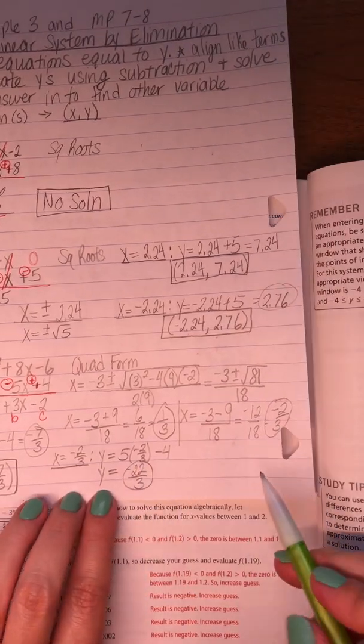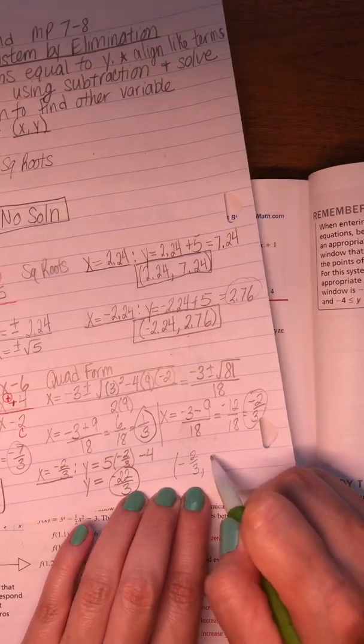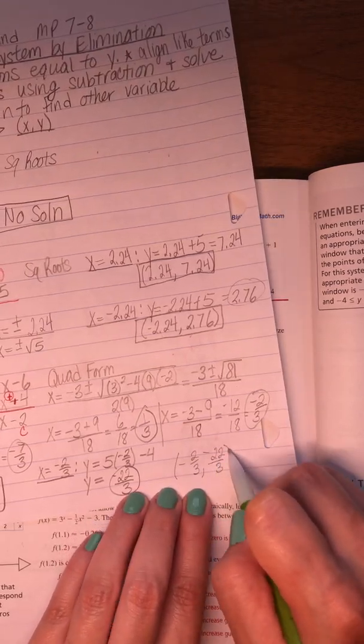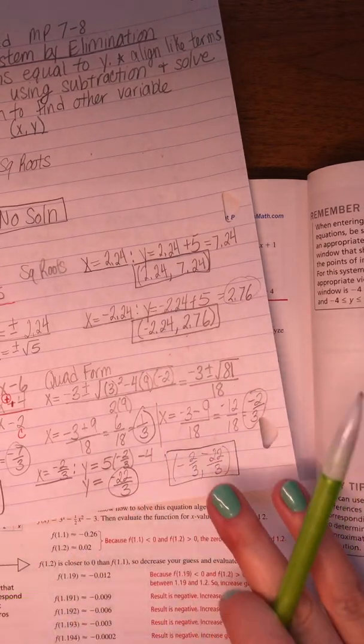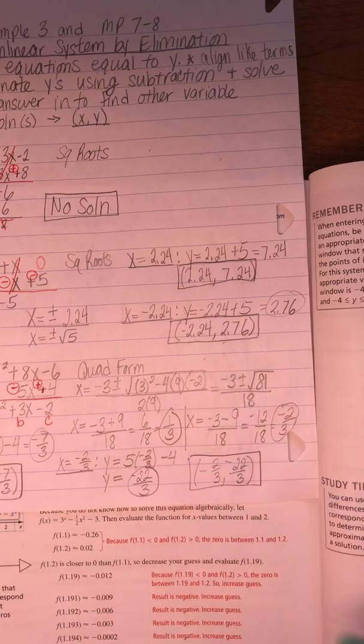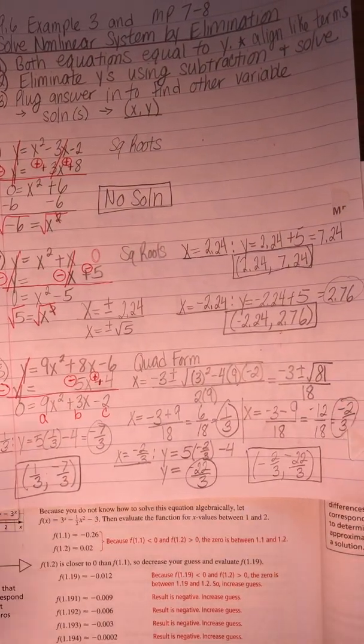Let's write this as an ordered pair. So my x is negative 2 over 3 and my y is negative 22 over 3. And that is our second answer, just like that. So we have two solutions for this one. Yes, it got a little messy because they were fractions, but that's okay. We should be able to handle them.